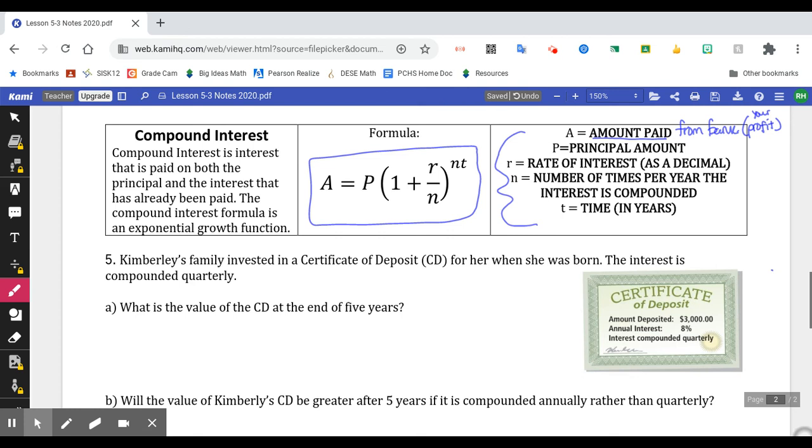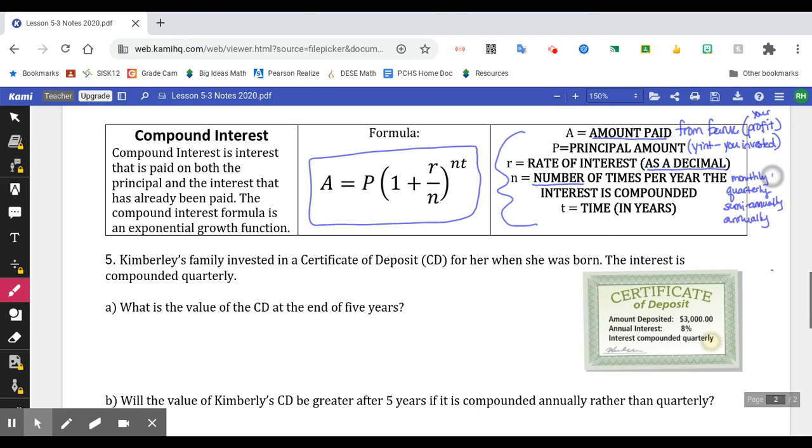Principal amount is kind of like that starting amount. It's kind of like our y-intercept. It's the amount you invested to start with. Okay. R is our rate of interest. And again, it has to be written as a decimal. N is the number of times per year that the interest is compounded. So number of times could be monthly. It could be quarterly. It could be semi-annually, or it could just be annually, yearly, okay?